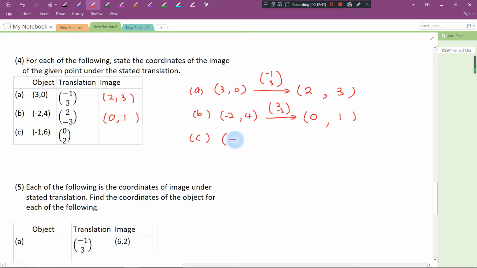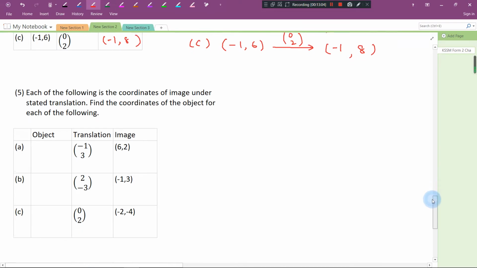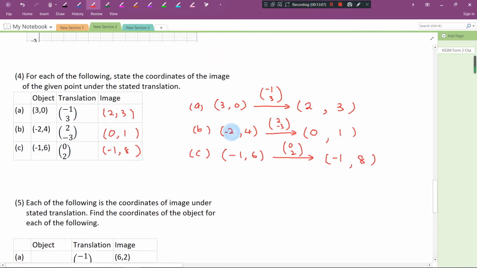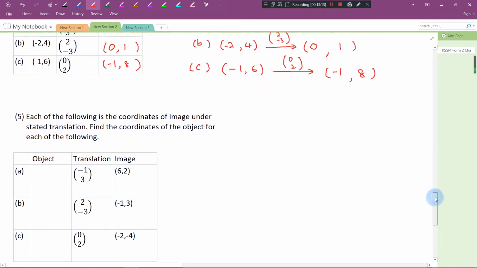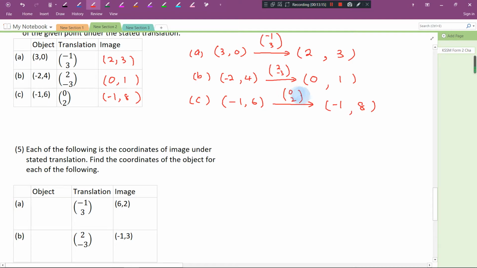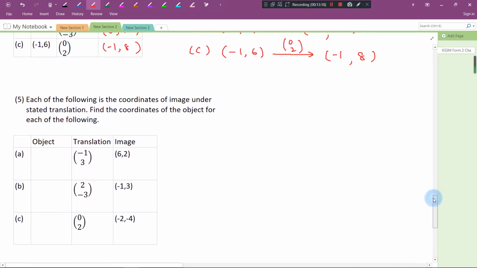Let's go to C. -1, 6. Draw a line like this. 0, 2. -1 plus 0 remains unchanged. -1. 6 plus 2 becomes 8. -1, 8. So this is the way we get the image, right? Very easy. You just need to be more careful when you see negatives. Especially here you have a negative, here you have a negative. Both negative together, you have to be more careful.